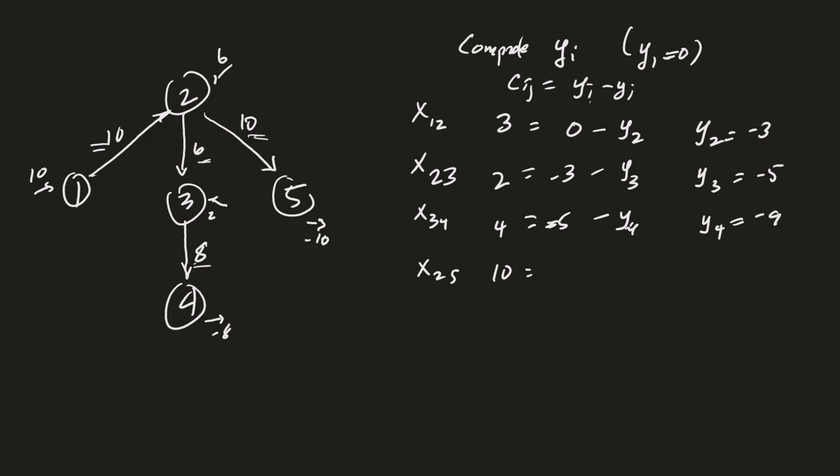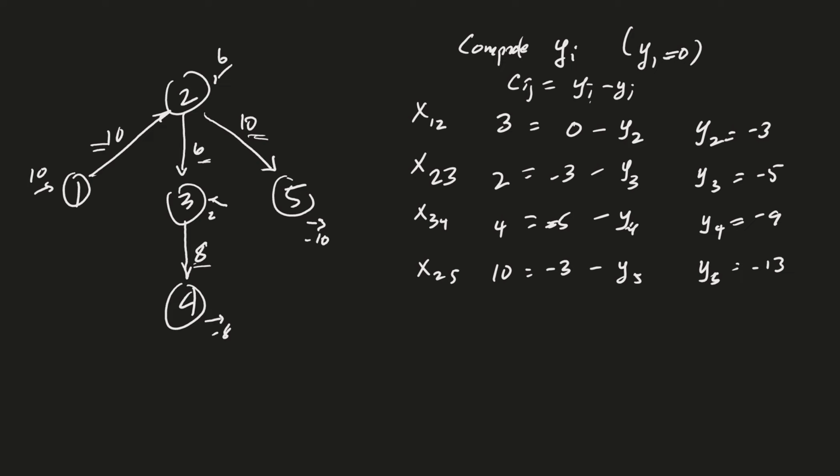And then finally, x25 comes from c25, y2, which was minus 3, minus y5. And so what would y5 have to be? y5 has to be minus 13. Good.